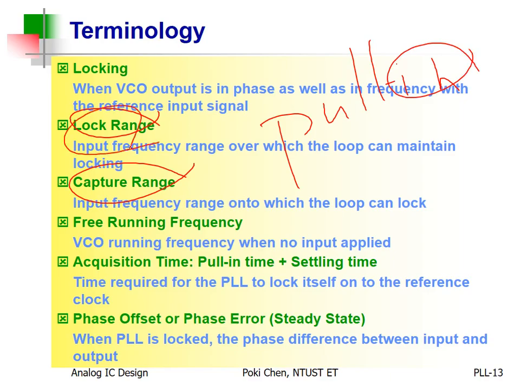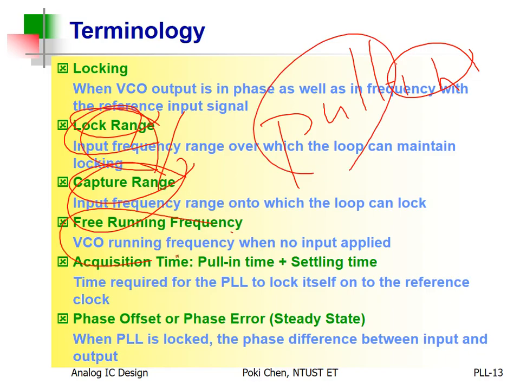But if the output frequency is beyond the capture range, then forget about it. You don't have any capability to push in and lock. Then let it be, and you will have some kind of free running as you like. That is the so-called free running frequency.